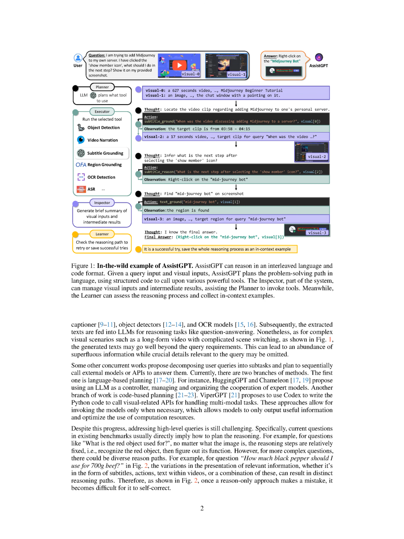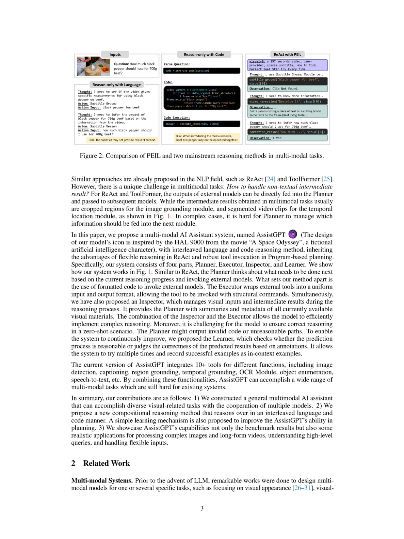It consists of four components: the planner, the executor, the inspector, and the learner. Our planner works much like the one in ReAct, considering what needs to be done next based on the current reasoning progress and invoking external models. However, our planner differs in that it uses formatted code to invoke these models. The executor ensures a uniform input and output format across all external tools, allowing the tools to be invoked with structural commands. To manage visual inputs and intermediate results during the reasoning process, we have an inspector that provides summaries and metadata of all currently available visual materials.